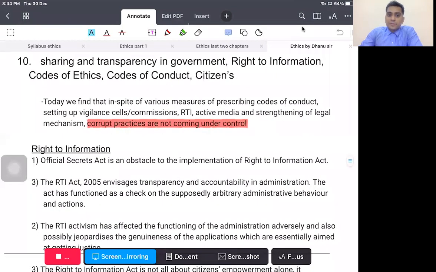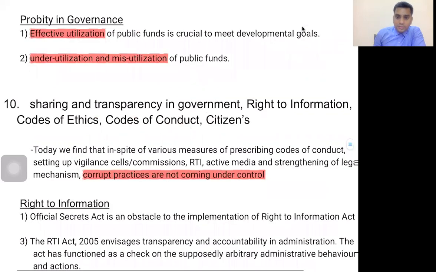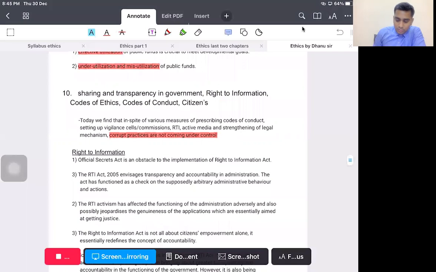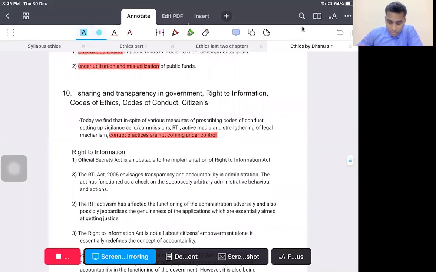Information sharing and transparency in government, Right to Information Act. Look at this. And the Citizens Charter, okay? You can write all these things under one point. What are the things that are available? Today we find that in spite of various measures, prescribing code of conduct, setting up vigilance commissioners, RTI Act, active media, strengthening of legal mechanisms, corrupt practices are not coming under control.